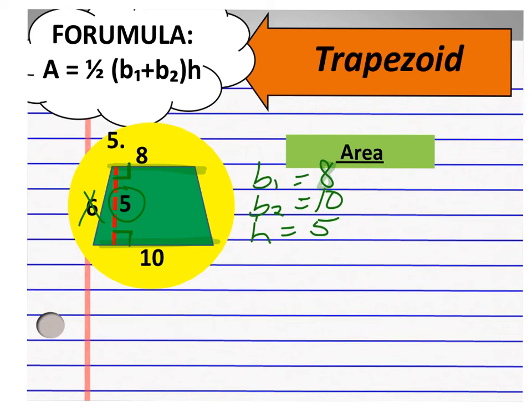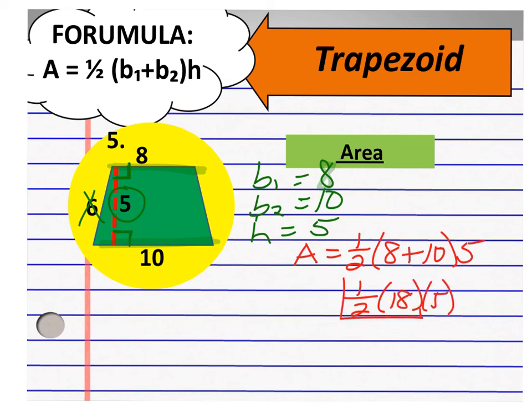Now we got to put them in the formula. So we're ready to go. A equals, yes, you must copy the 1/2. Your 2 B's, you're adding up, 8 and 10, and then you're going to multiply it times the 5. So the next step, 1/2, 8 plus 10 is 18, and times 5. Well, I know half of 18 is 9, times 5 is 45. So area equals 45 square units for your final answer.